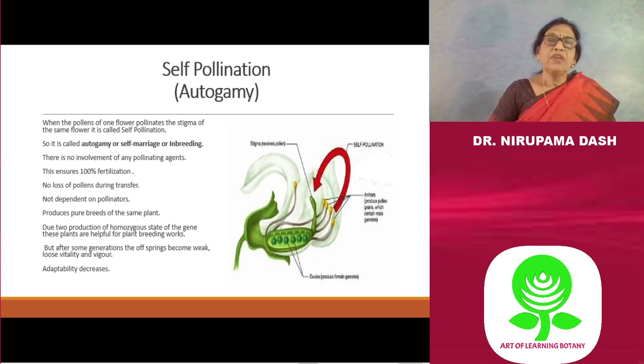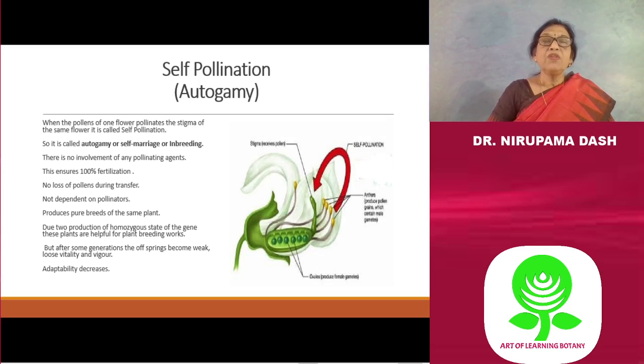So this self-pollination also has some plus points. It is very much used in plant breeding and it creates homozygous plants. And here there is no need of development of any extra structures like the color of the flower or some peculiar condition of the petals.